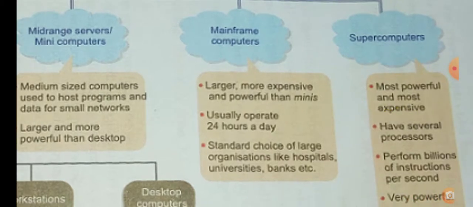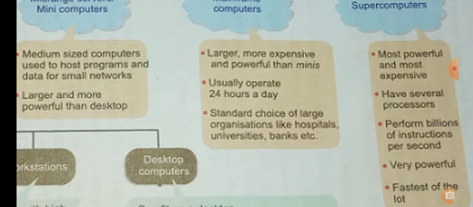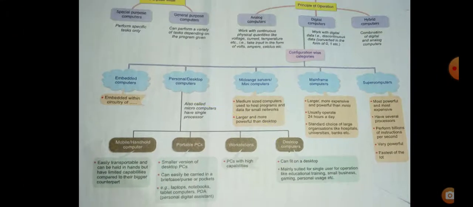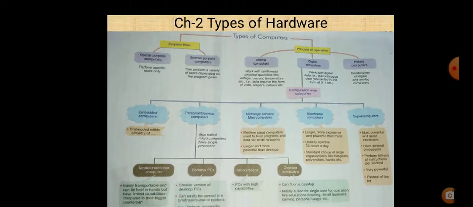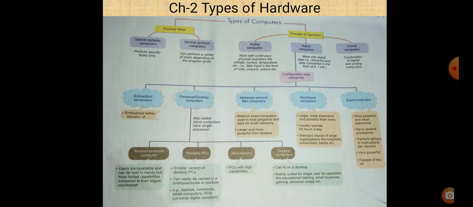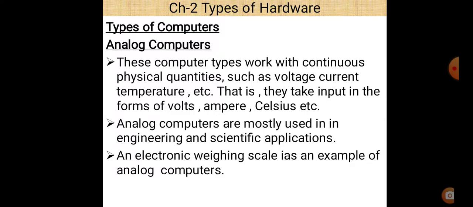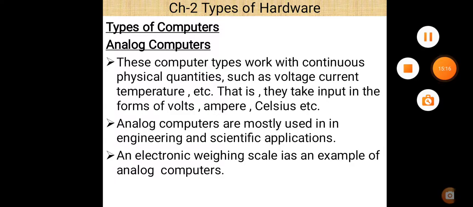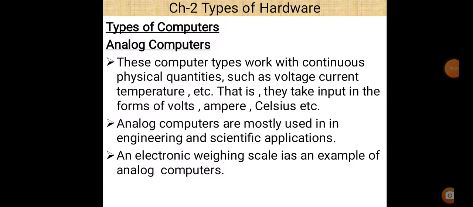And last is supercomputer. So these are the most powerful and expensive computers, and have several processors and perform billions of instructions per second, and they are the fastest computers among all of these. So these are the different types of computer, and this is the classification of computers. You can easily see on the screen. So let us discuss all these types of computers in detail.